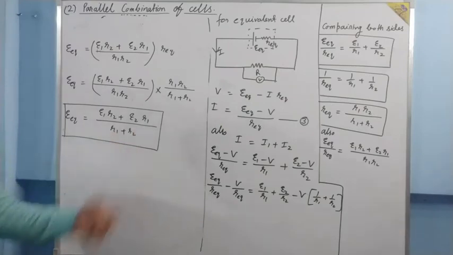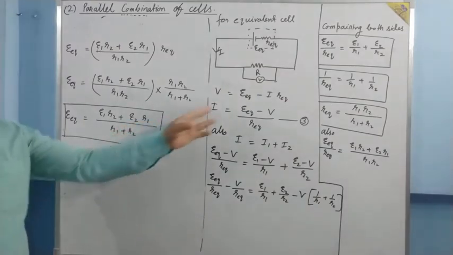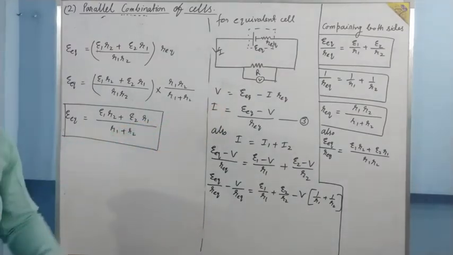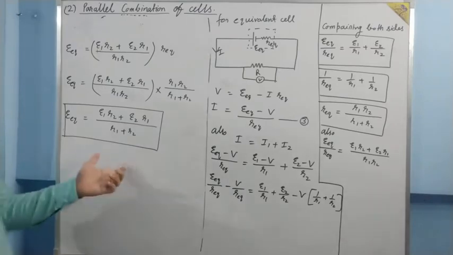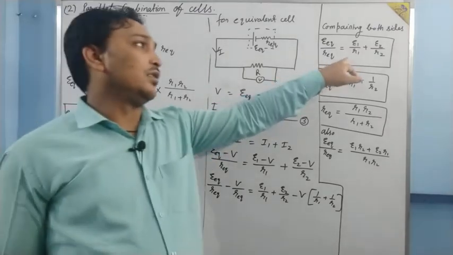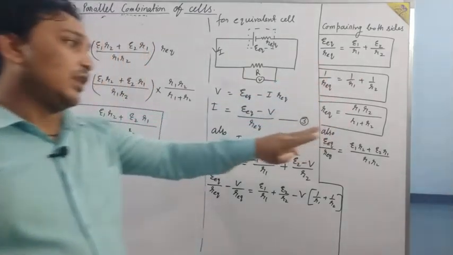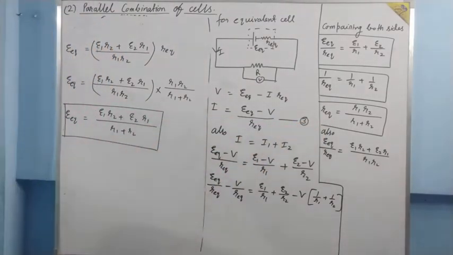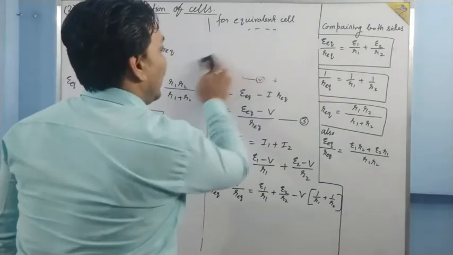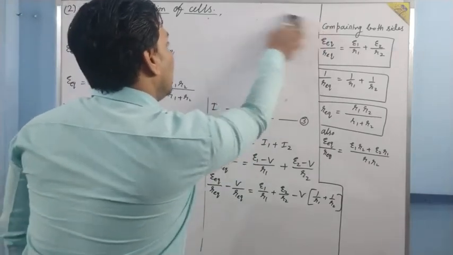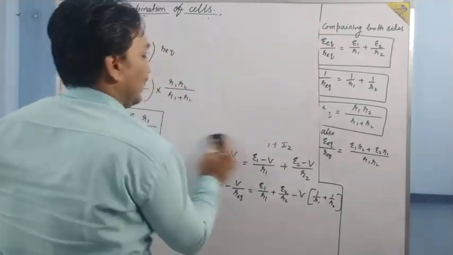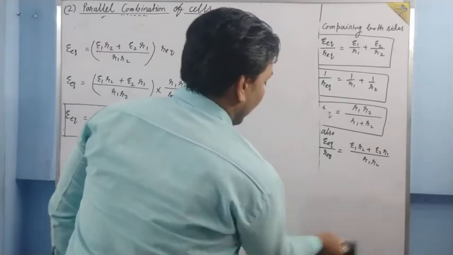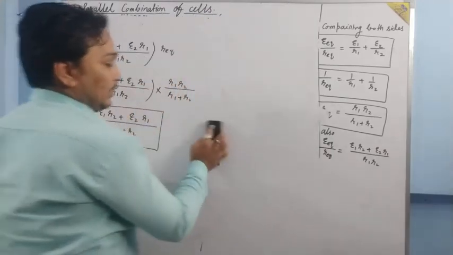For 3 cells you cannot apply this one. E3 something and plus in the denominator will be wrong. You cannot apply this one. The general formula is this. When 2 cells are there, you can apply this. Is it clear? Now, as we have done in the first one, for n identical cells.